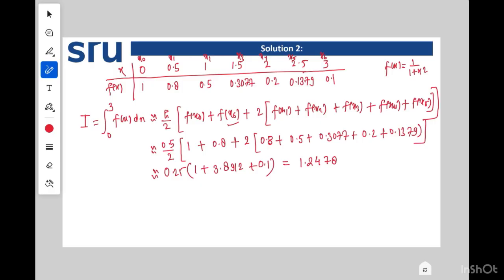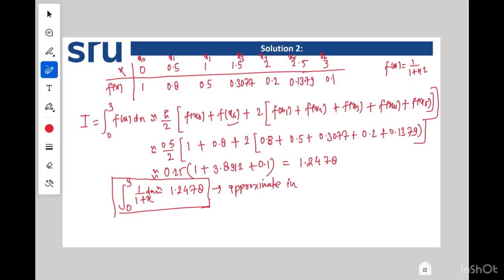So what will be the approximate integral? The integral from 0 to 3 of 1 divided by 1 plus x square dx is approximately equal to 1.2478, okay. This is your approximate solution, approximate integral or solution we can write, okay.